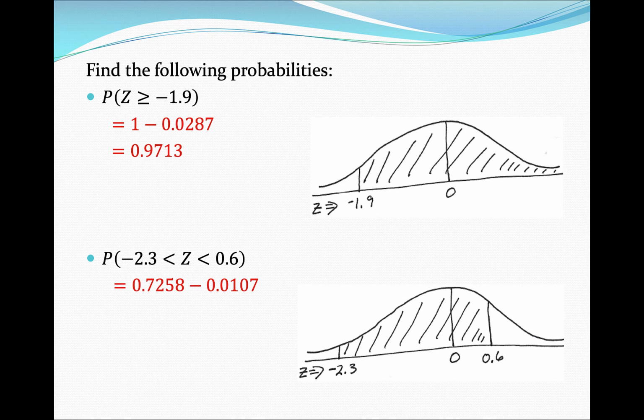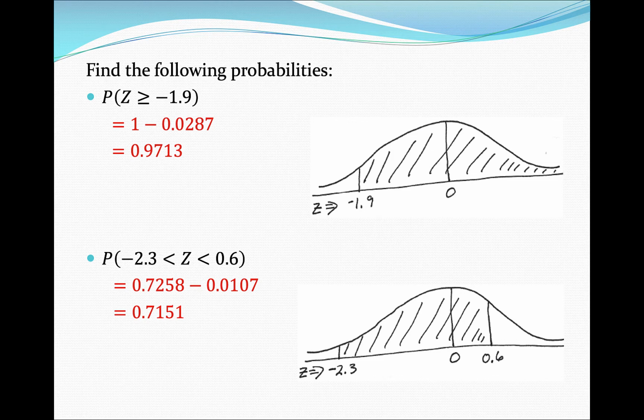So if you look up 0.6, you'll get 0.7258 in the table. And if you look up negative 2.3, you'll get 0.0107. And this gives us the probability that we want, which is 0.7151. So these are kind of your three scenarios that you end up with, either the area to the left, the area to the right, or the area between two values. For the standard normal distribution, these are common kinds of questions, so it's important you're able to do these.